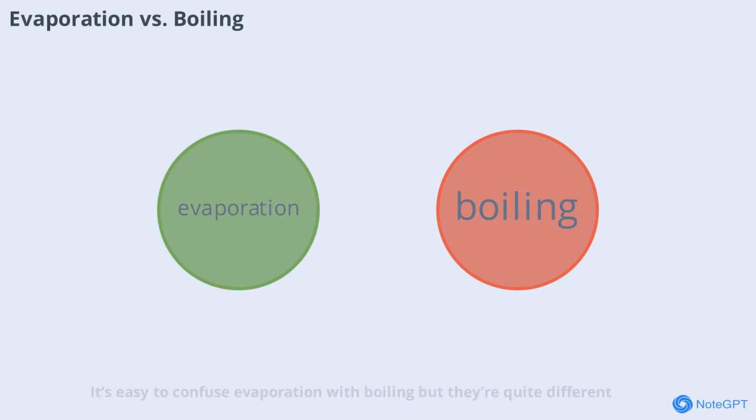It's easy to confuse evaporation with boiling, but they're quite different. Evaporation happens at the surface of a liquid and can occur at any temperature. Boiling, on the other hand, happens throughout the liquid and only at a specific temperature, the boiling point. While both processes turn liquid into vapor, evaporation is a slower, more gradual process that doesn't require intense heat.